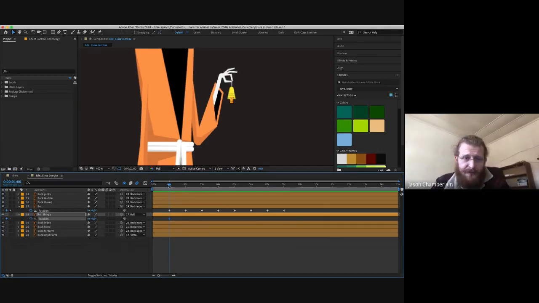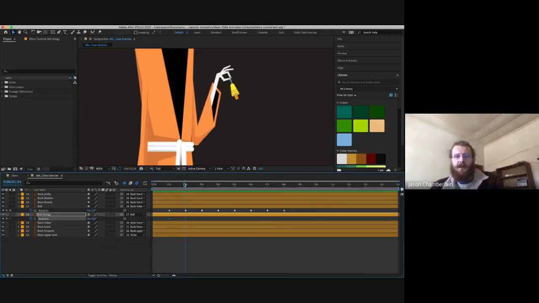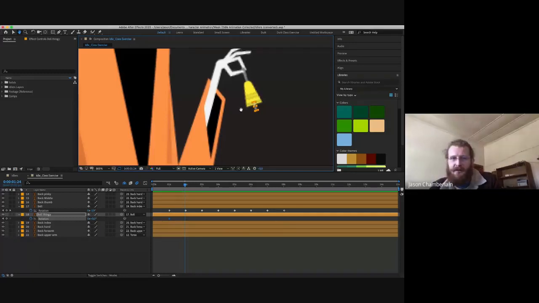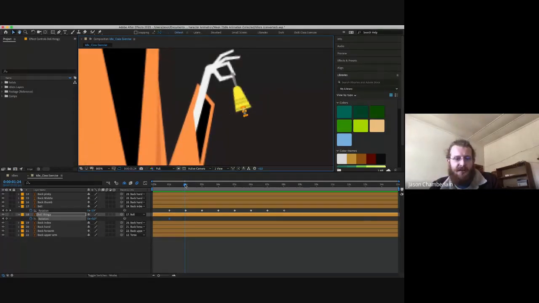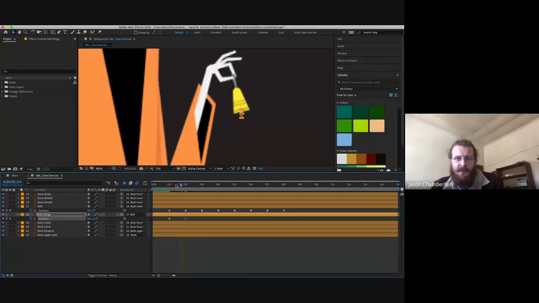Okay, so whichever direction our bell moves in, our clanger is going to move in the opposite direction. So if my bell is moving in a forward direction, then my clanger needs to move in the opposite direction. And we kind of want to get the idea of this clanger getting a little bit stronger.